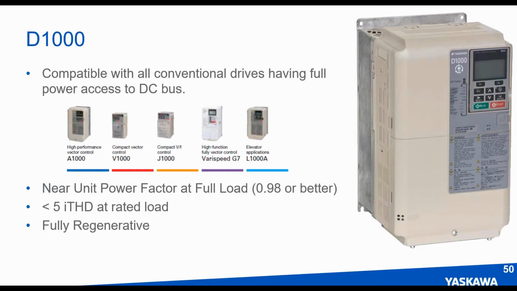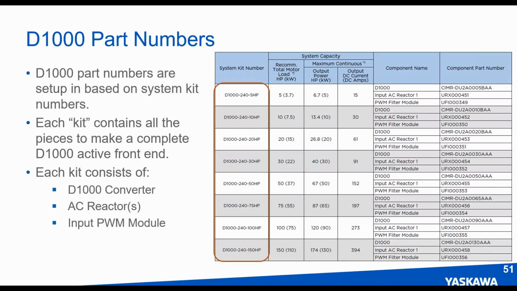Similarly to the R1000, the D1000 can be used with any drive with full power access to the DC bus connections. Again, that's the A1000, the V, the J, the L, and the G7. Just to reiterate, the D1000 operates at near unity power factor with less than 5% current harmonics during rated power conditions. Again, it's fully regenerative, otherwise we wouldn't be talking about it today.